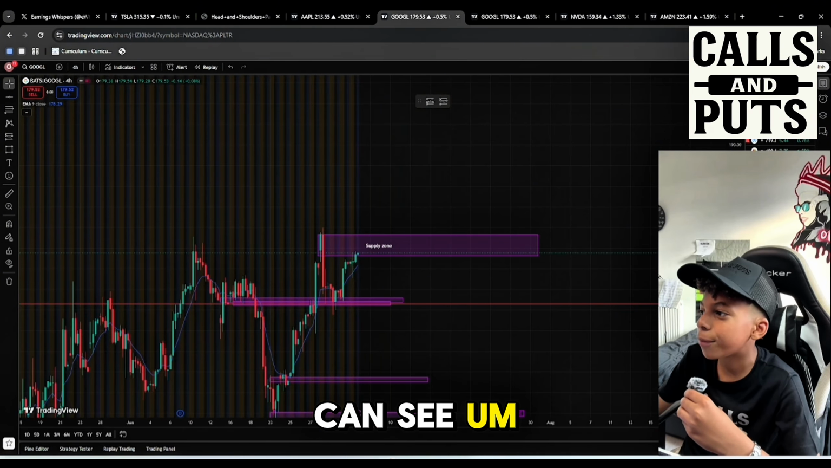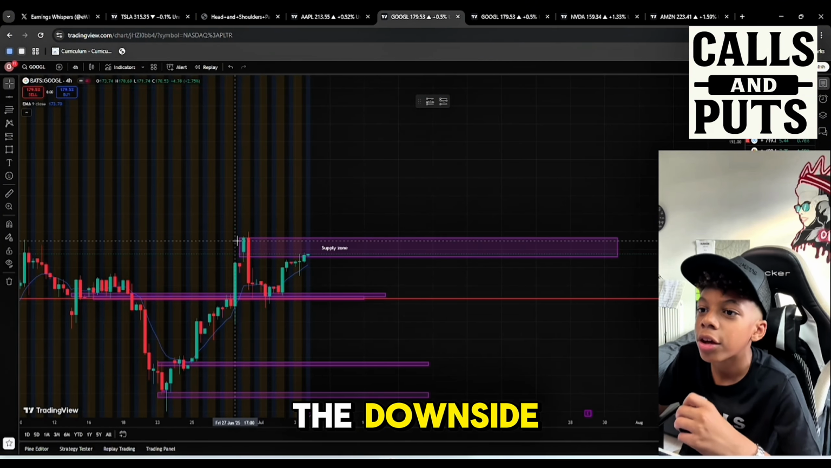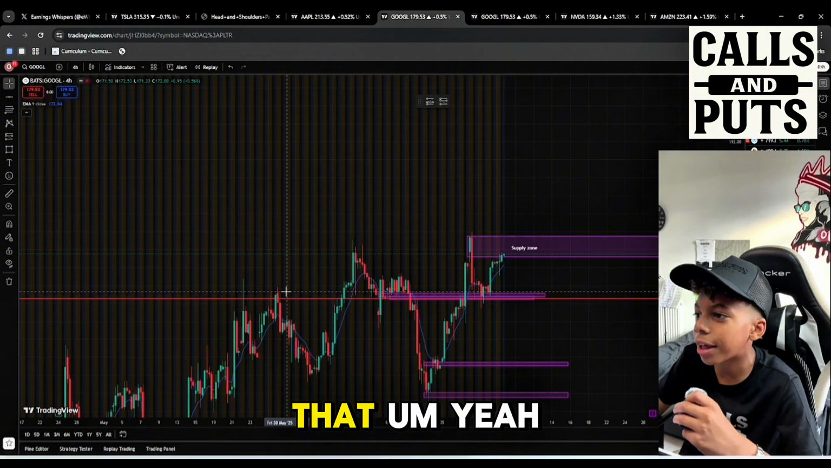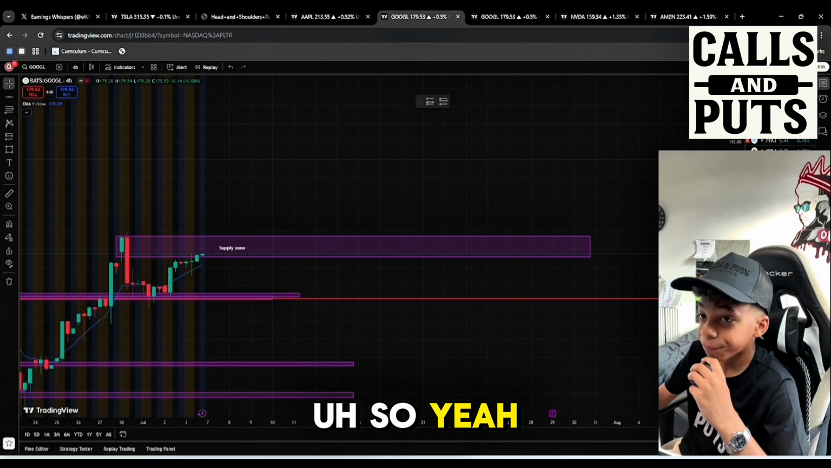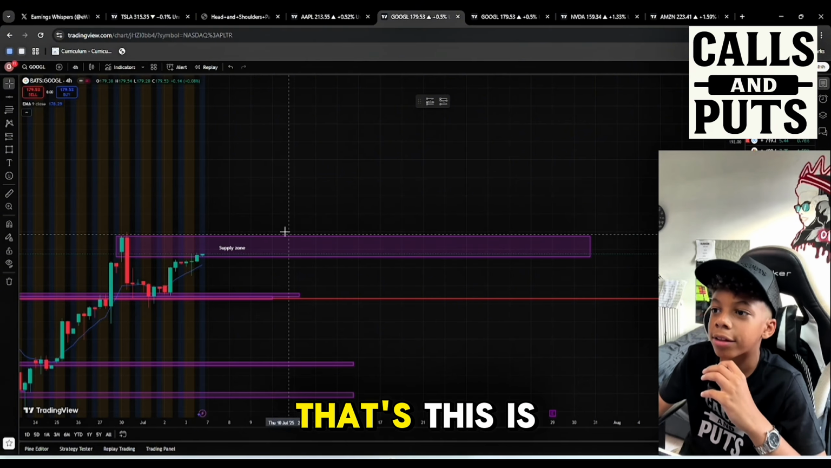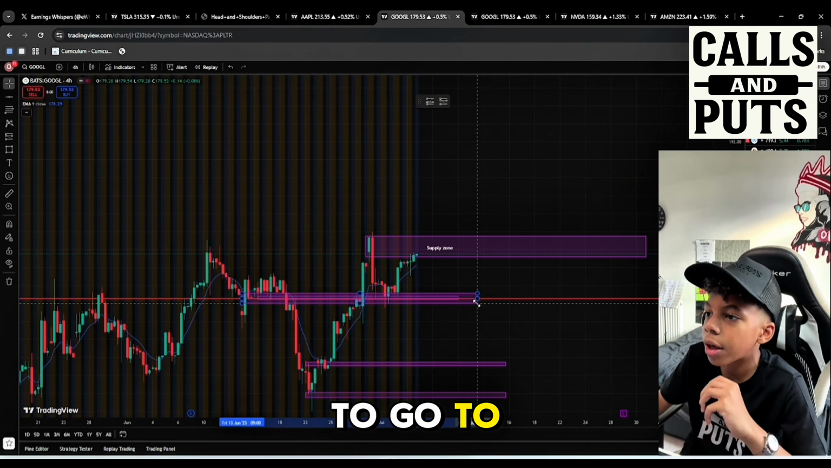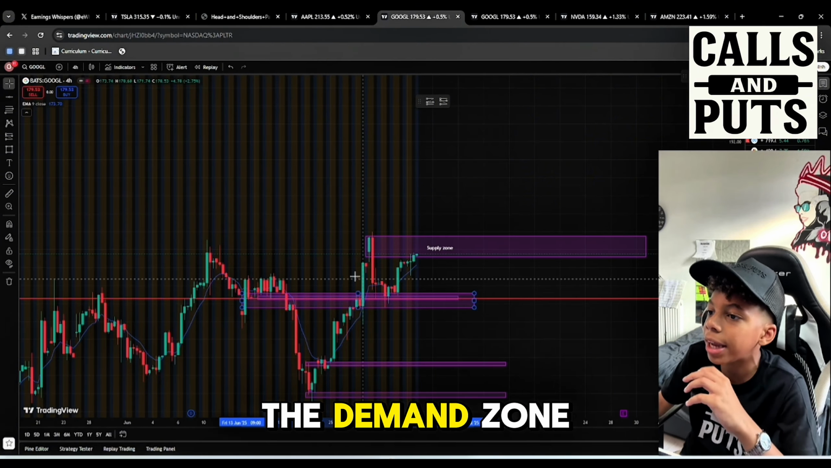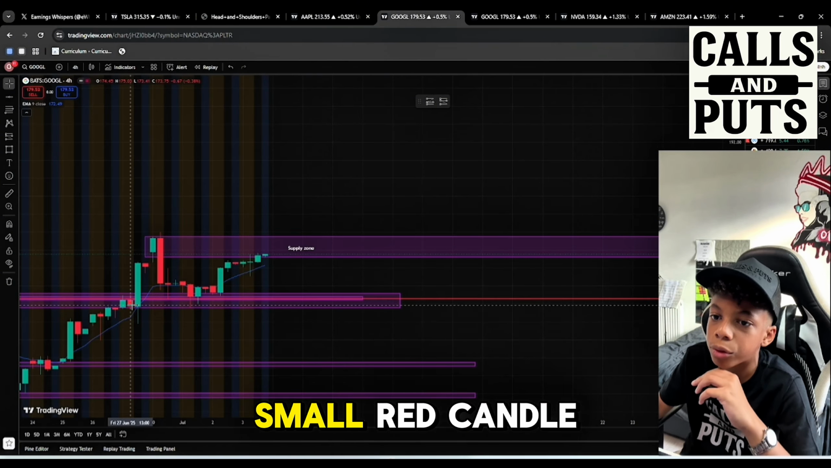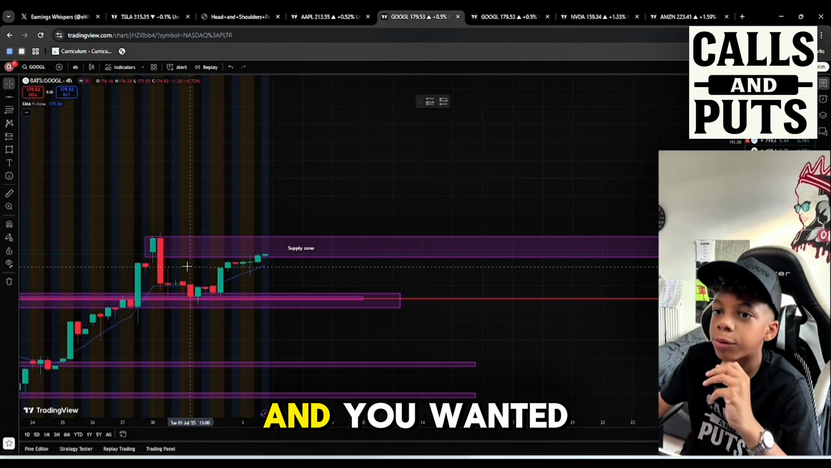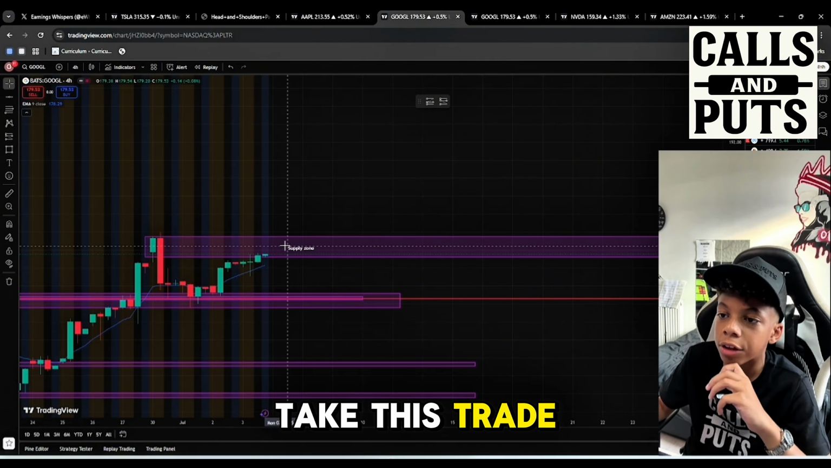For you guys who don't know what a supply zone is, it's basically when price created a huge move to the downside, you want to mark the previous candle from a big red candle. That is the supply zone. Basically, what you want it to do is go to the demand zone. This is the demand zone, which is basically where it creates a big green candle after a small red candle. You want it to go down to the demand zone, come up to the supply zone, and then you'll take this trade for a little short.